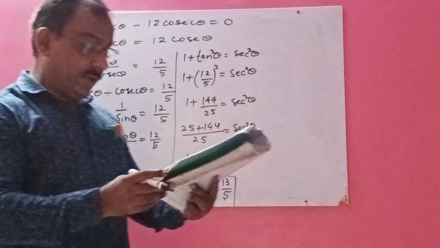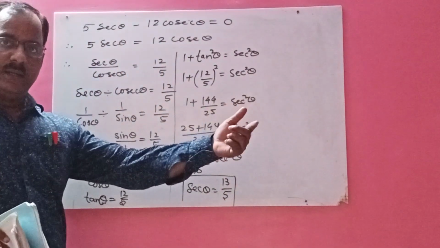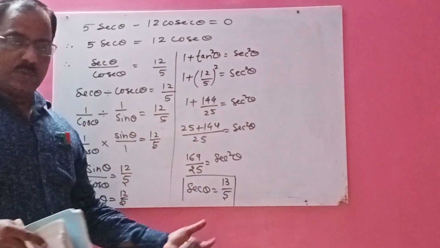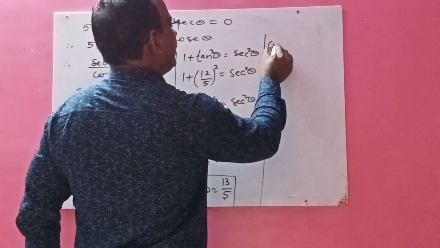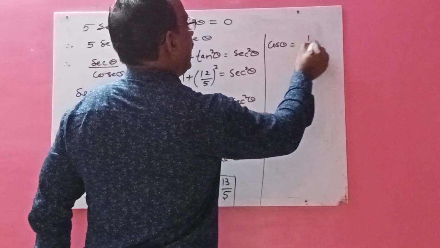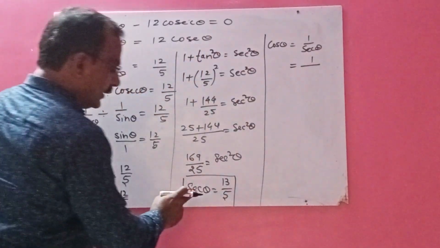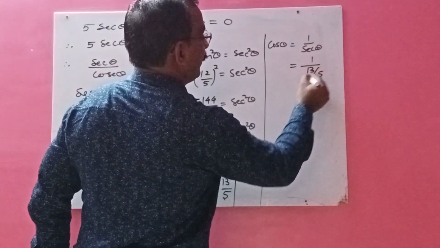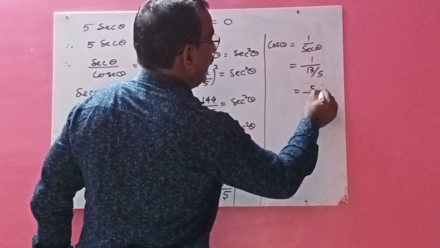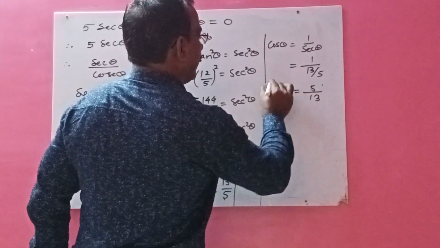Now second one, calculate cos theta. See, sec theta you have, and you know that reciprocal of sec theta is cos theta. So here you will write that cos theta is equal to 1 upon sec theta. That is 1 upon 13 by 5. So it is 5 upon 13. It is cos theta. Next answer.